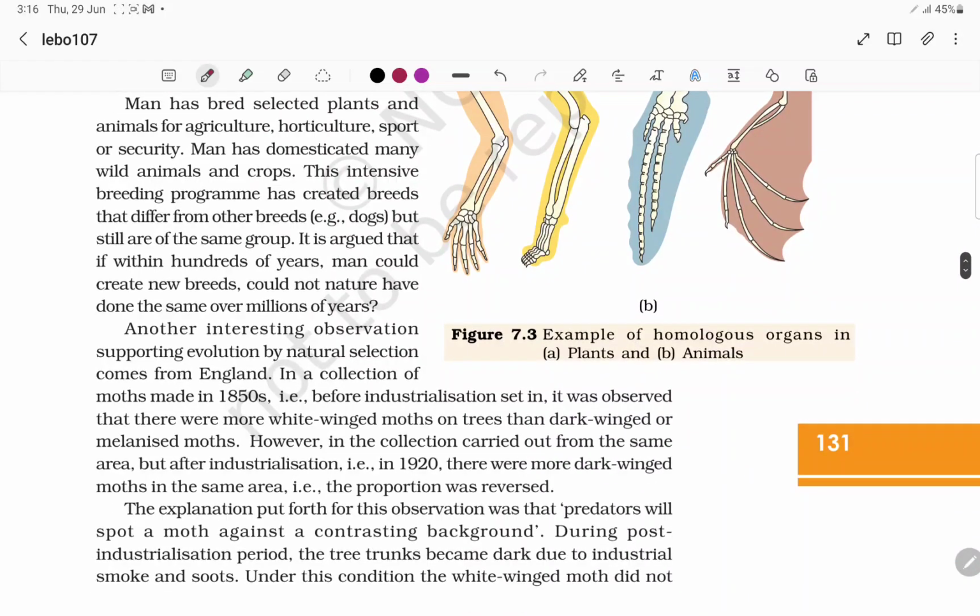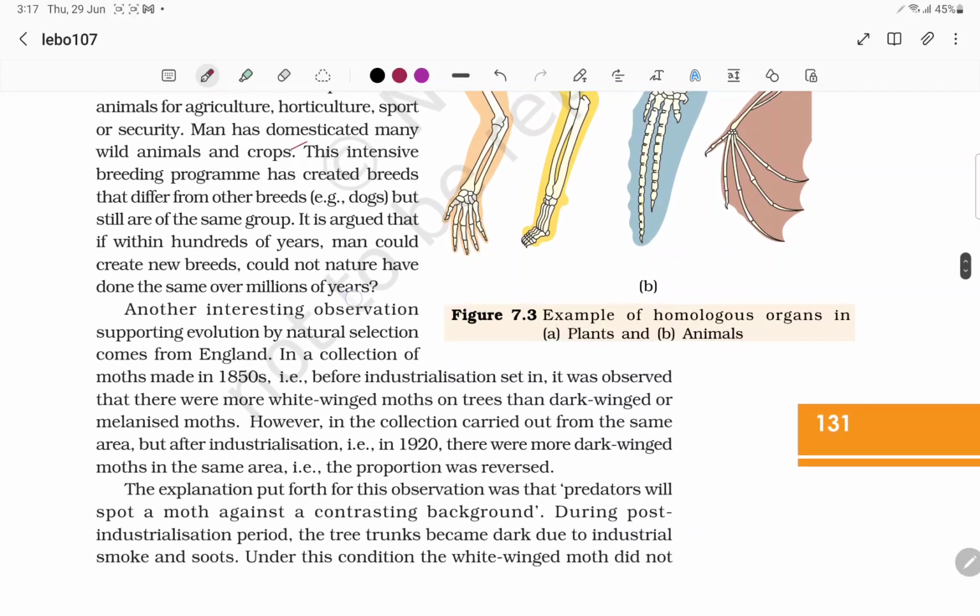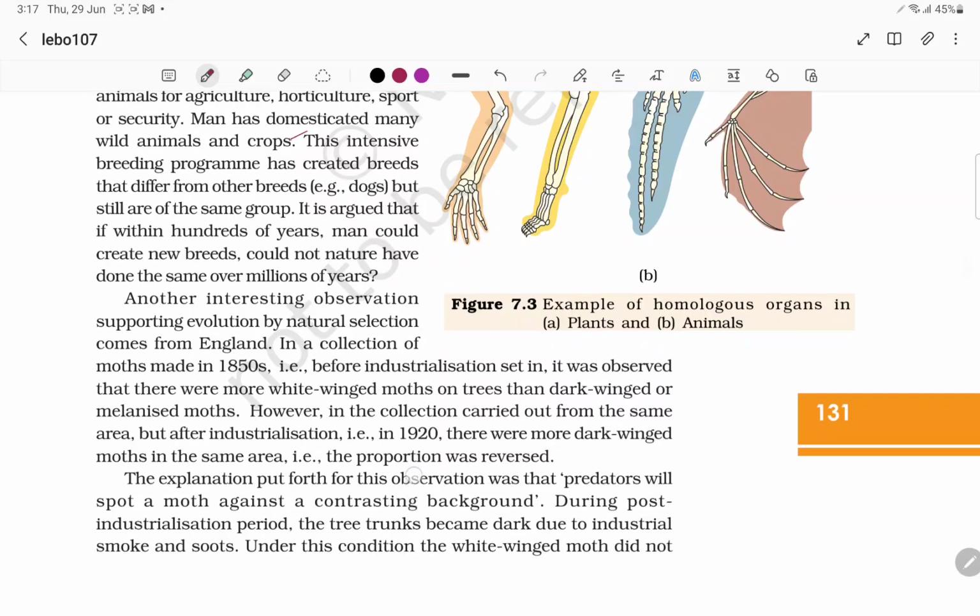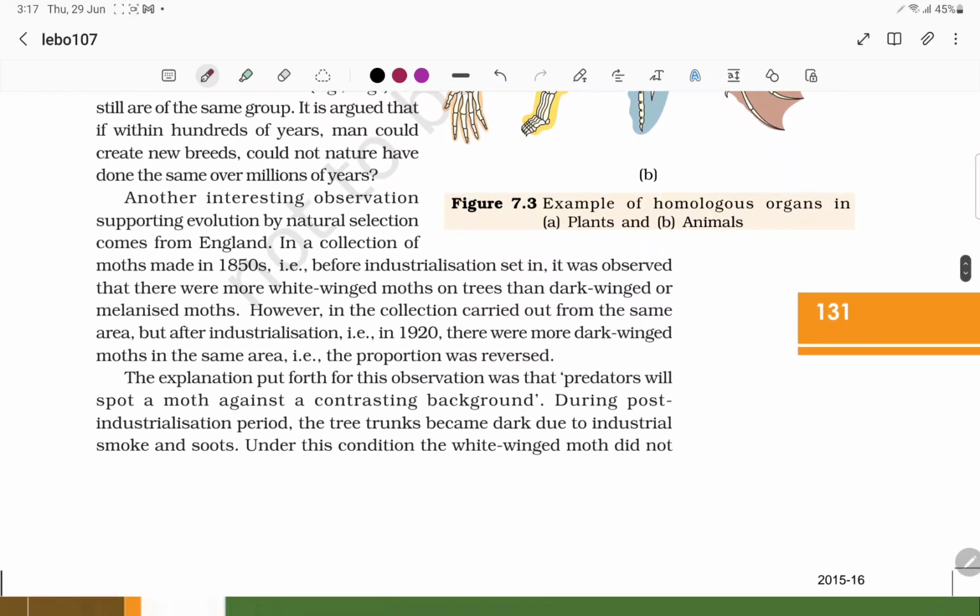So man has bred selected plants and animals for agriculture, horticulture, sport or security. Man has domesticated many wild animals and crops. Their intensive breeding program has created breeds very different from others, but still of the same group. It is argued that if in hundreds of years man could create new breeds, could not nature have done so over millions of years? Nature took millions of years, maybe man took hundreds of years, because that is artificial and this is natural. Natural takes more time than artificial, right?